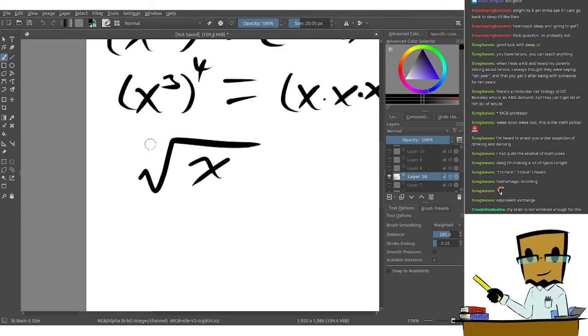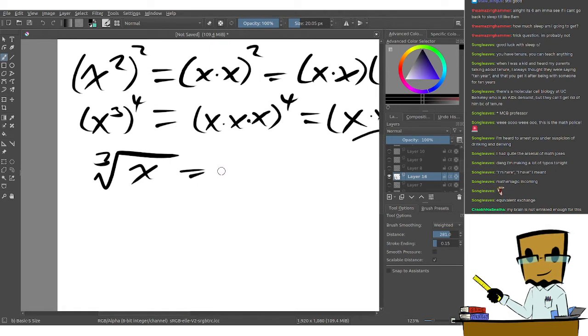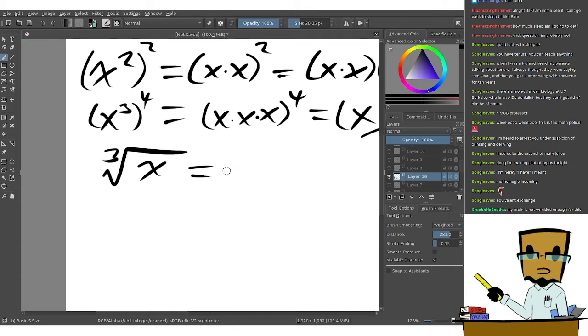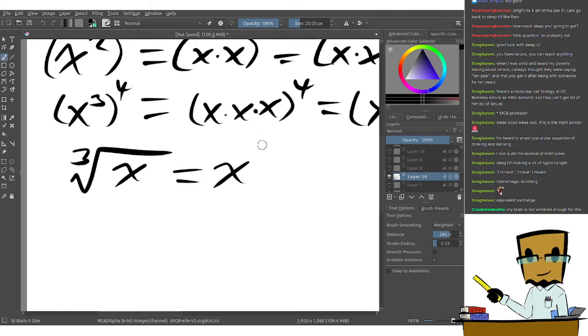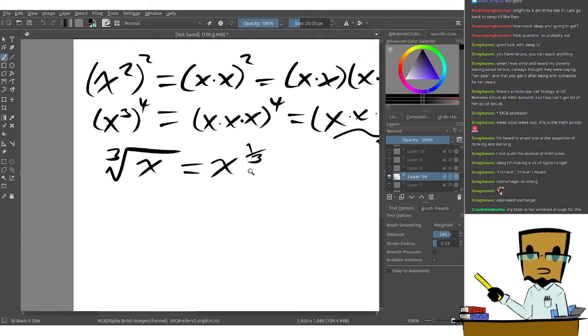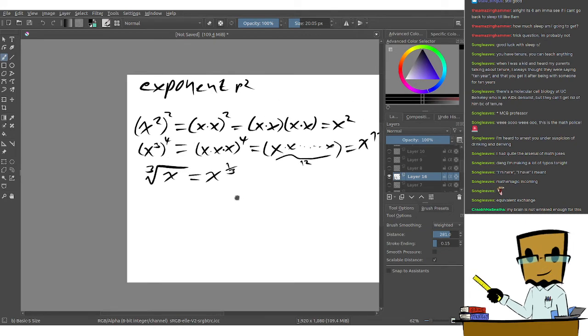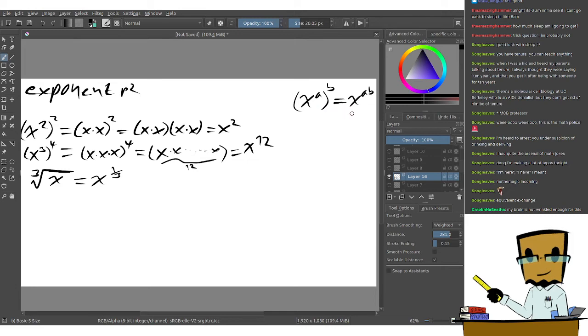Let's say the third root of x. We can't really simplify that into anything. However, I'm going to skip around a little bit. It's the same as x to the power of 1/3, another notation for it. Now I can prove this by using the simplification that we made.